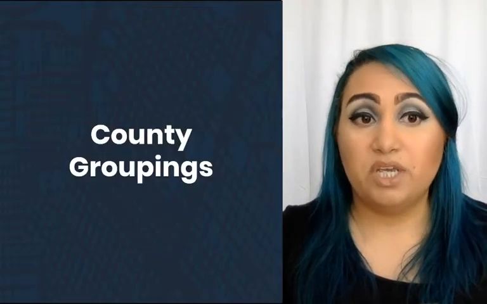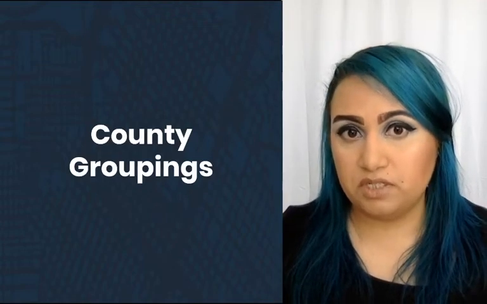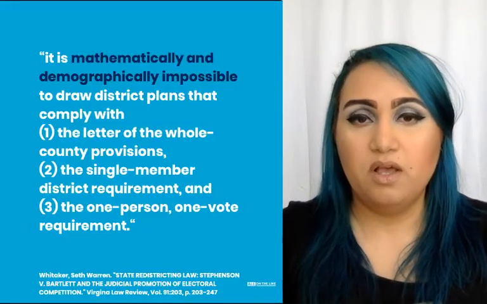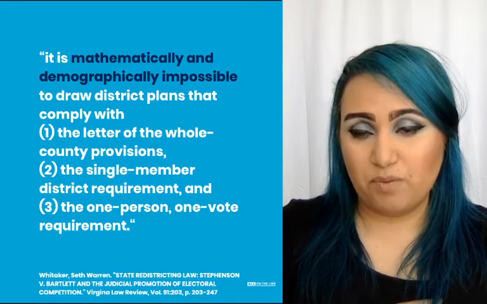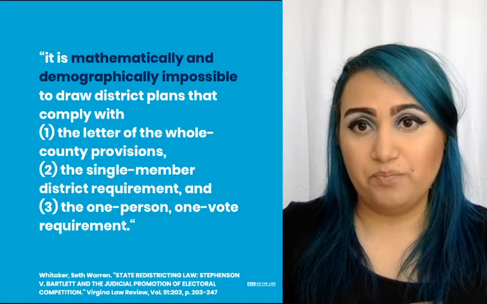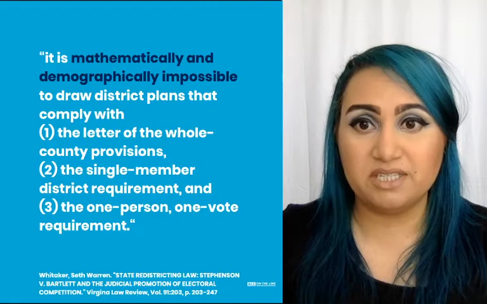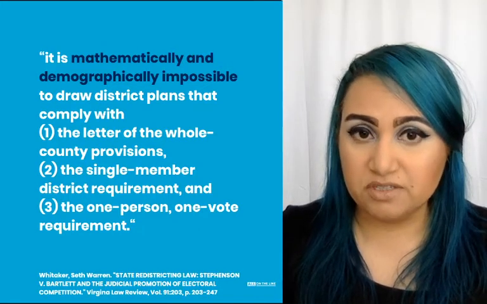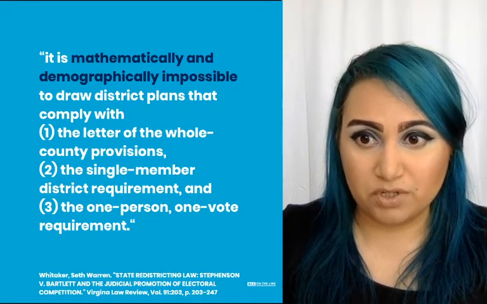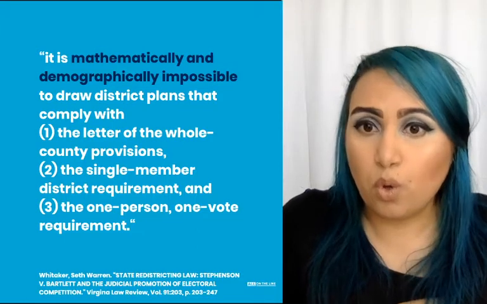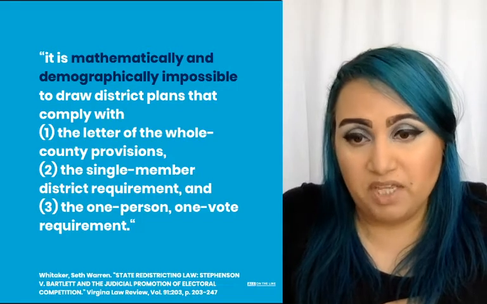And then we get to county groupings, which is really kind of the most significant aspect of the Stephenson case. So, what's the problem with county groupings? I thought that this quote from a Law Review article put it really well. It is mathematically and demographically impossible to draw district plans that comply with the letter of the whole county provisions, so always keeping counties whole, the single-member district requirement, and the one person, one vote requirement. So you can't have whole counties that are single-member districts with equal population because counties don't have equal population. It's just impossible.